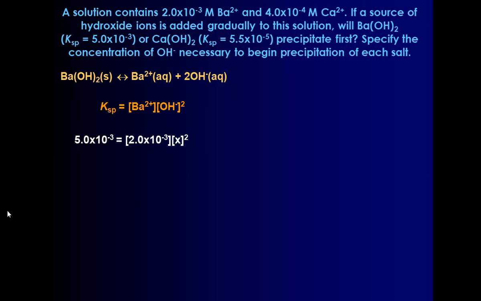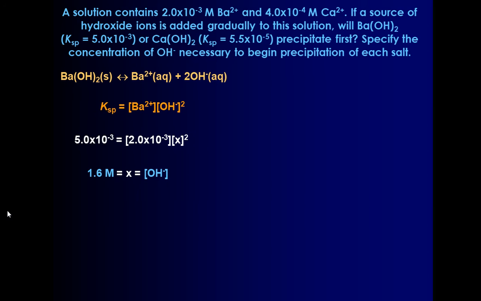So when we solve this through to get what the concentration of hydroxide would need to be just above, we get that it would be 1.6 molar. And that's pretty large. So my guess is this is probably not going to be the one that's going to precipitate out first, but we'll take a look at calcium just to see.